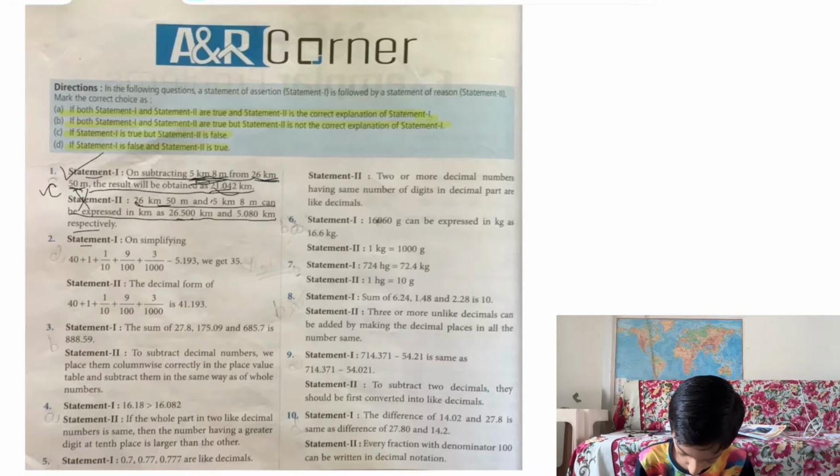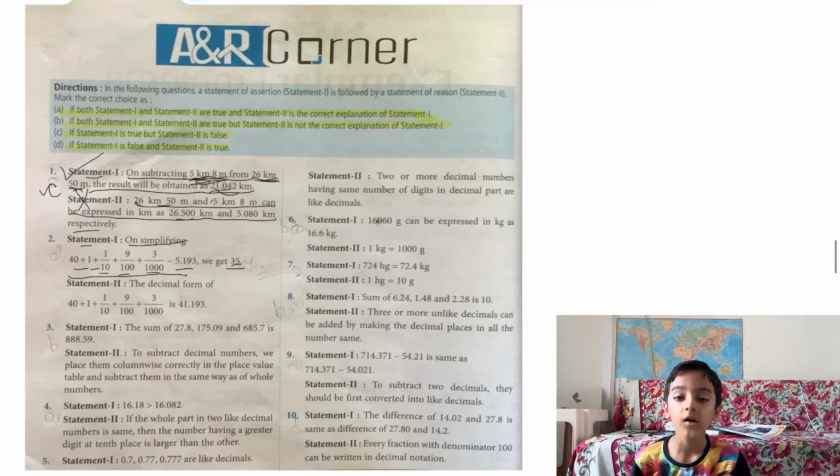Statement 1. On simplifying 40 plus 1 plus 1 by 10 plus 9 by 100 plus 3 by 1000 minus 5.193, we get 35. They're saying when we simplify this whole expression, we get the result 35. So first let's simplify. Before simplifying, first we'll convert these fractions into decimals.